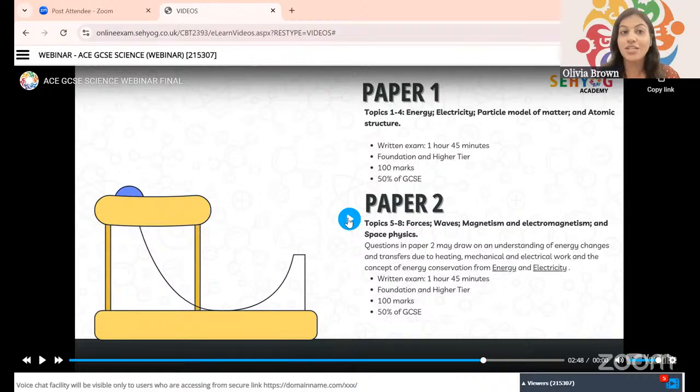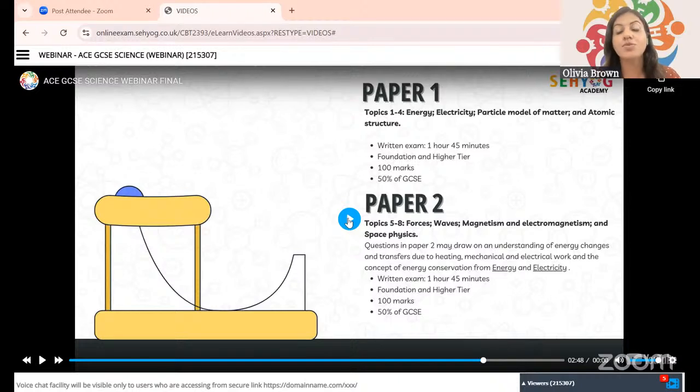Topics 1 to 4 are going to come in paper one, which are electricity, energy, particle model of matter, and atomic structure. Similarly, in paper two, energy and electricity are also involved. Why are they involved? Because the chapters which come require prerequisite knowledge, like magnetism and electromagnetism, which ultimately relate to electricity itself. That is why this prerequisite knowledge is required, and why I am emphasizing that students should understand instead of just cramming.